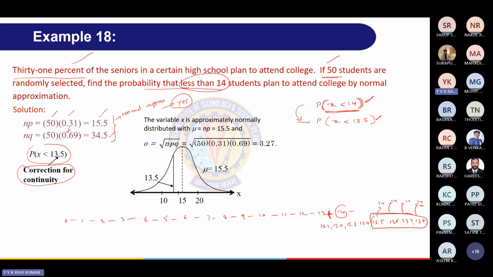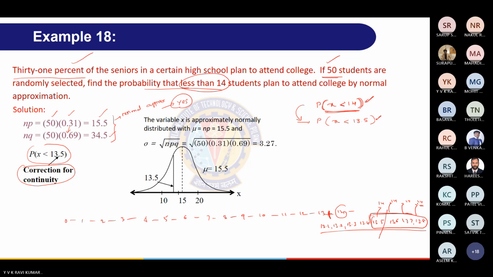Yeah, now just see this. Originally it is less than 14, means all these values come. But if you see, if you round it off, 13.4 is 13 actually, but it's less than 14, right? That's why we ignore this. That's why less than 14, you can write as less than or equal to 13.4 or strictly less than 13.5.